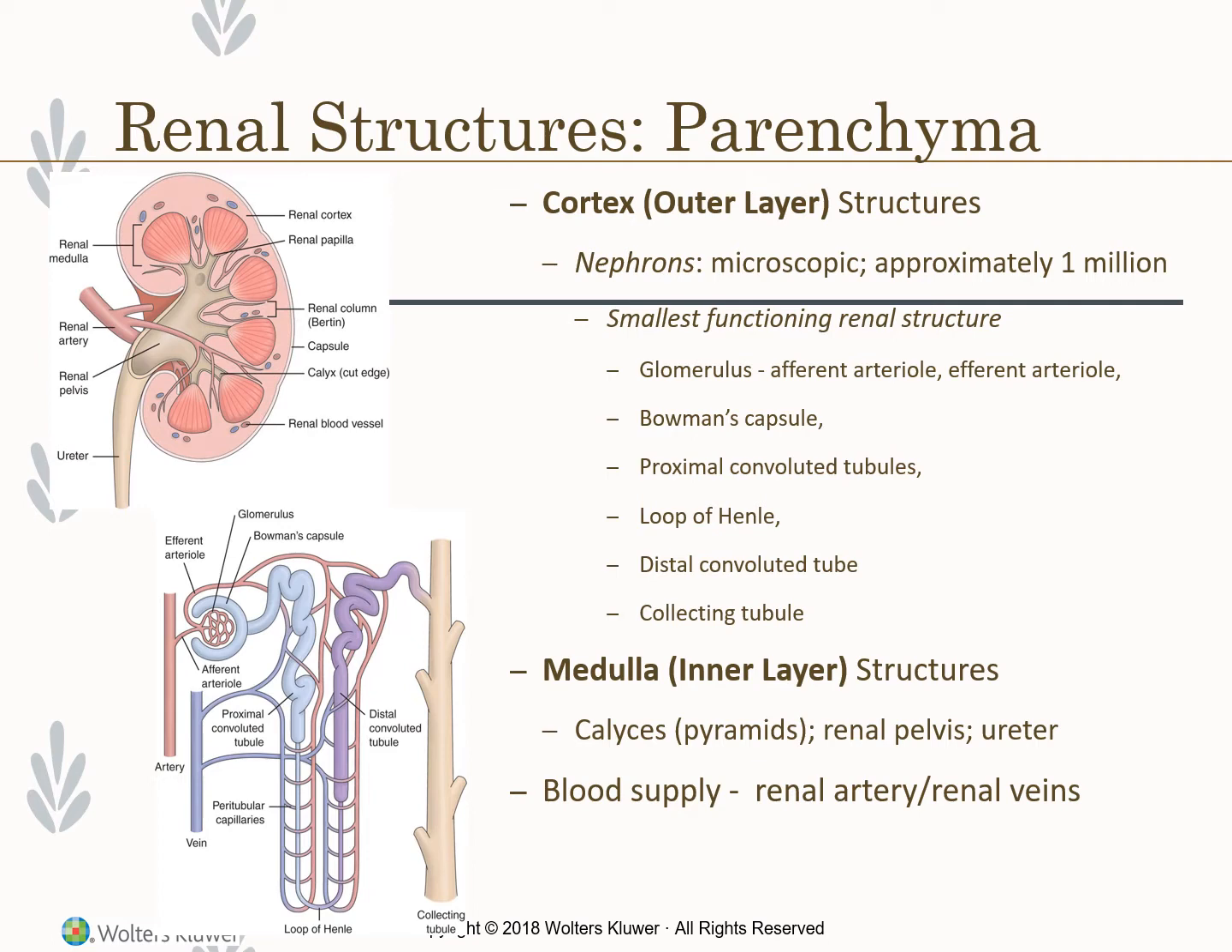In the medulla, which is the inner layer of the kidney, the structures are the calyces, which are pyramids, the renal pelvis, and the ureter. The blood supply comes from the renal artery and the renal veins to the kidney. I should say inside the inner layer is where that comes in, the blood supply.